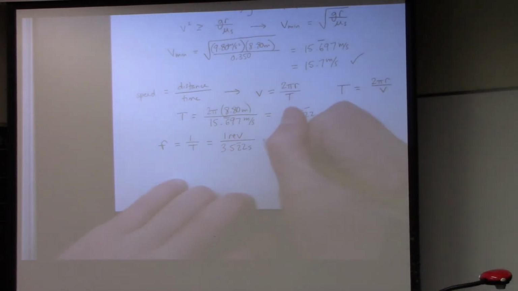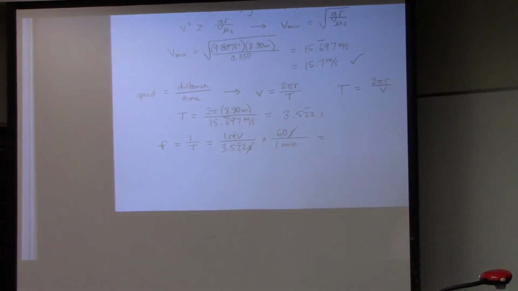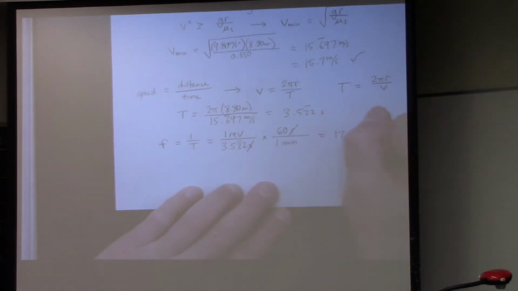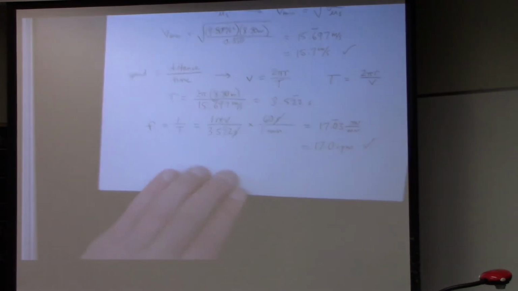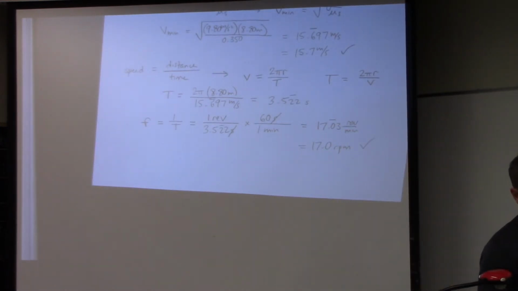However, what we want is revolutions per minute, which means we're just going to do one quick unit conversion. There are 60 seconds in every 1 minute. Cancel out units of seconds. And here's our frequency. We get 17.03 revolutions per minute. And that rounds off to a nice 17.0 RPM. So that's how fast the ride is moving in terms of revolutions per minute and in terms of meters per second. So we answered the question.